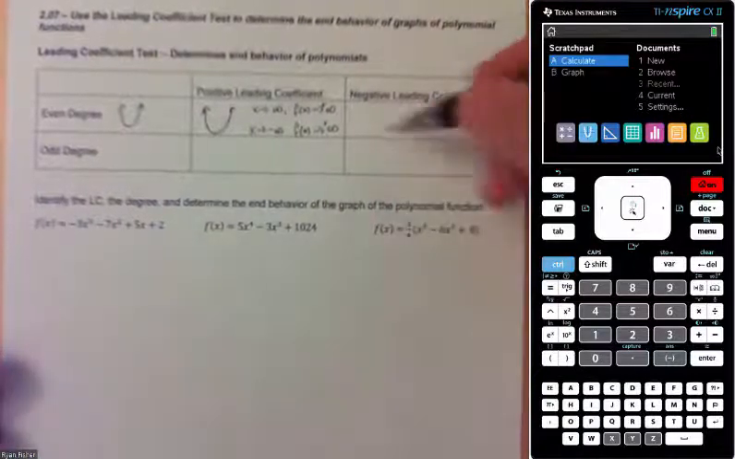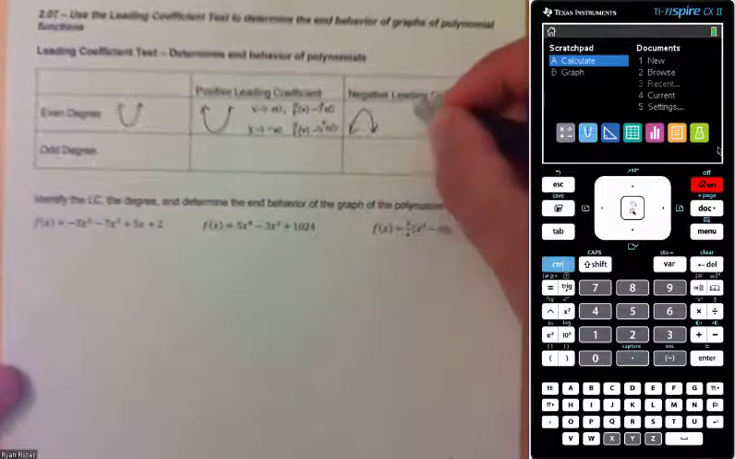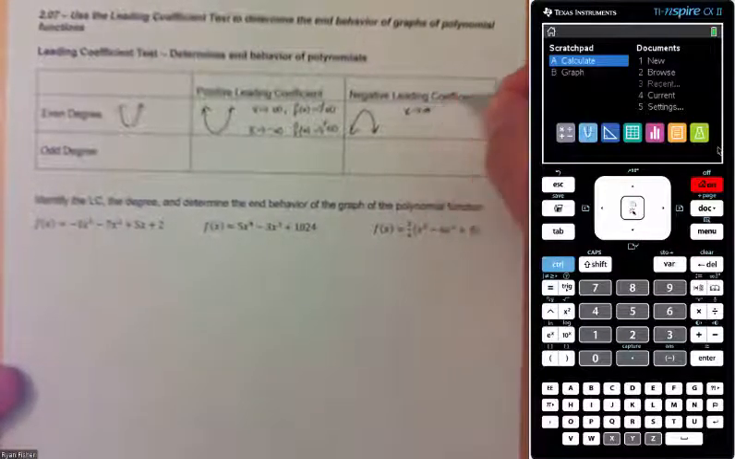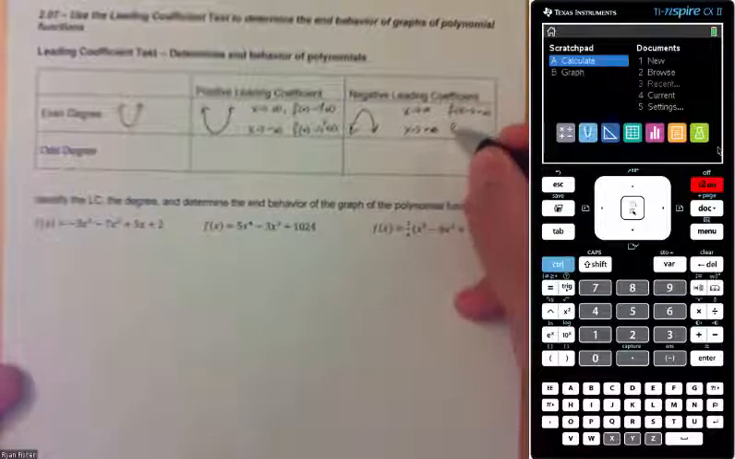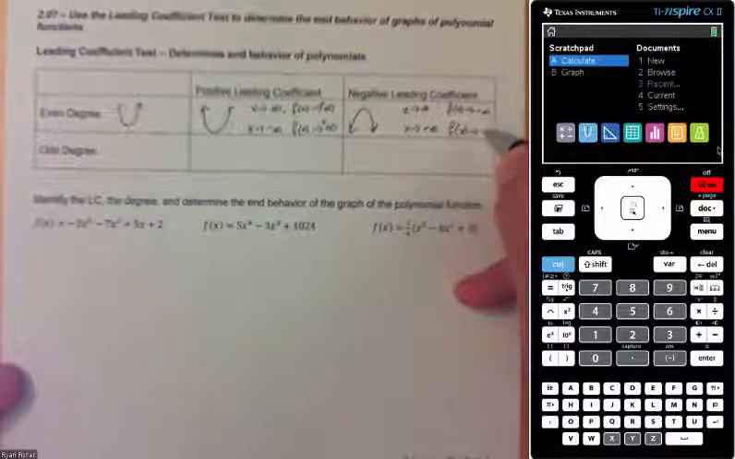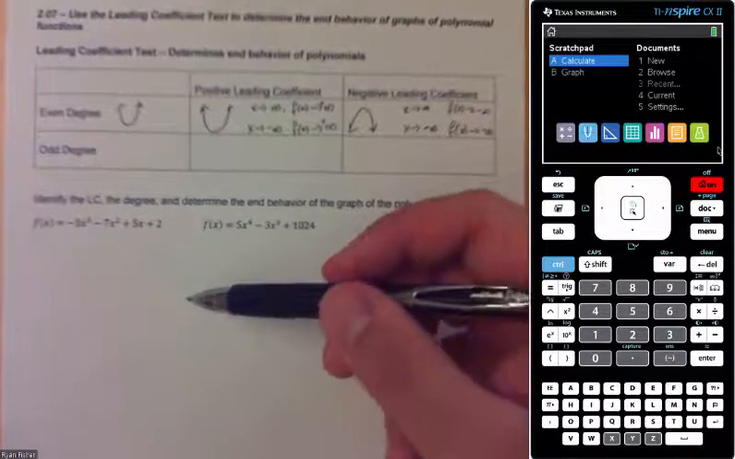If the leading coefficient is negative, it's the same thing but upside down. So as x tends to positive infinity, the outputs tend to minus infinity. And as the inputs tend to minus infinity, the outputs still tend to minus infinity. No matter what the input's doing, the outputs behave in the same way. Odd degree functions do not behave that way.